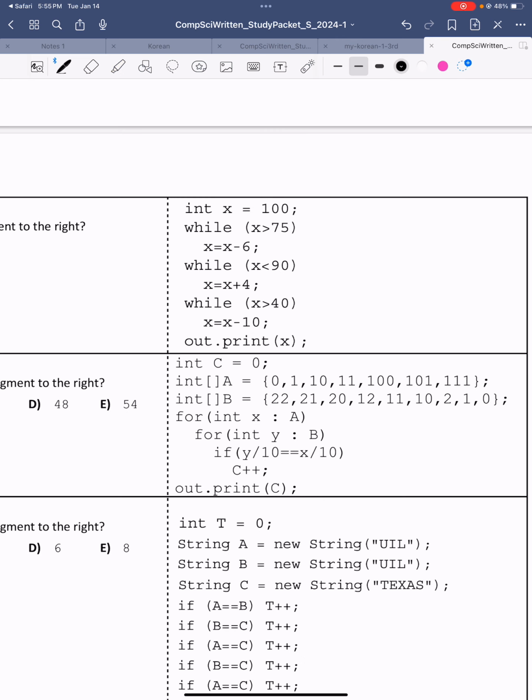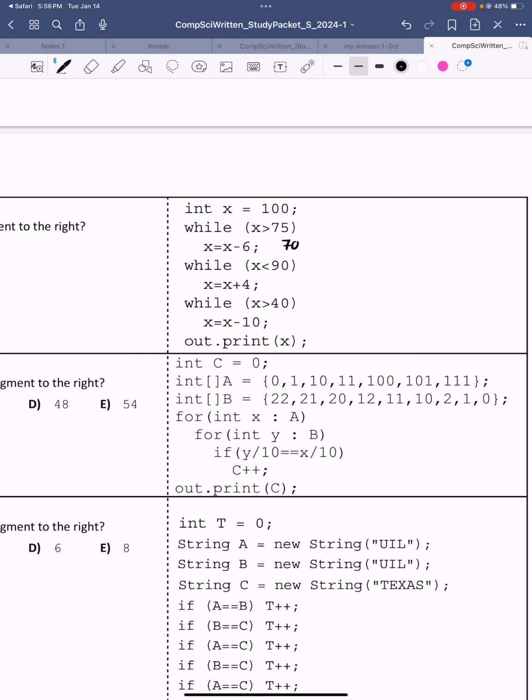Okay. So x is 100. While x is greater than 75, I want to subtract it by 6. So just multiples of 6, really. What's the biggest multiple that can fit before 75? It's 24, right? 100 minus 24 is 76. But 76 is greater than 75, so we want to subtract it again, and then we get 70. So right now we're going to be left with 70 for x.